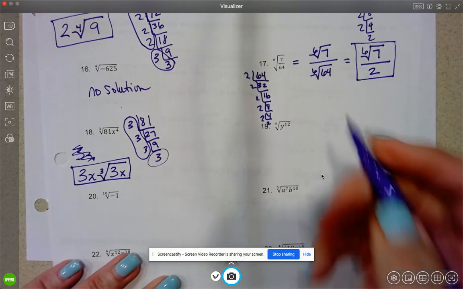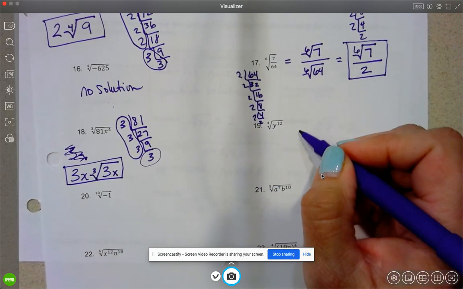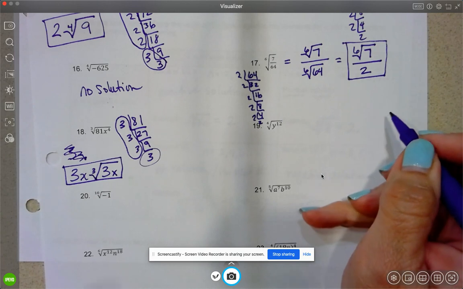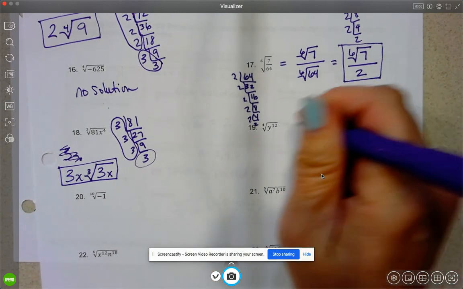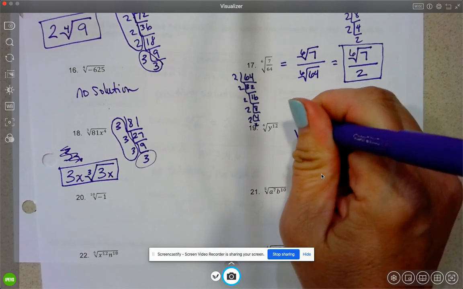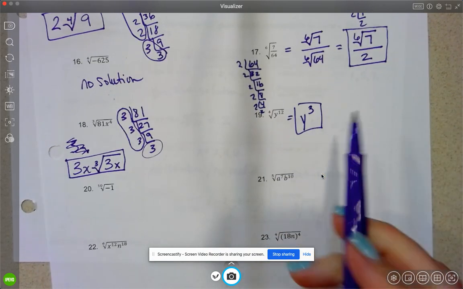All right, here I'm looking for groups of 4. Well, I shouldn't have to write out y 12 times. So you have to think, how many groups of 4 y's can I take out of 12 y's? Well, I can take 3 groups out. So this is just y to the 3rd. There's none left over, right?